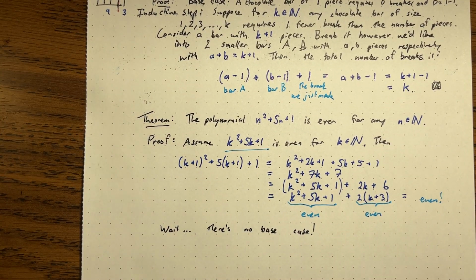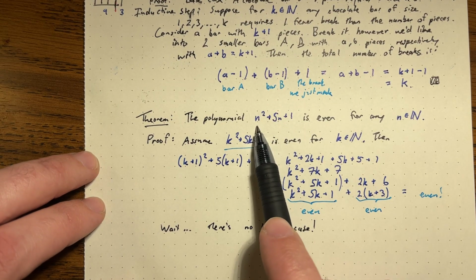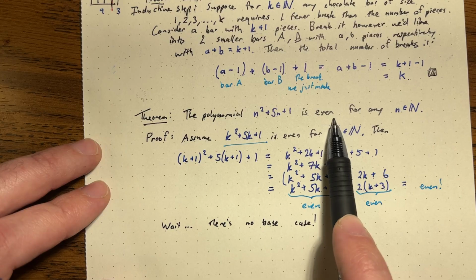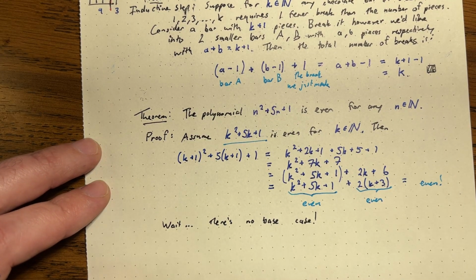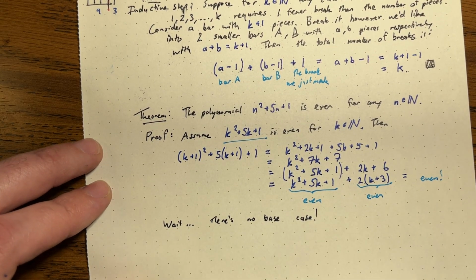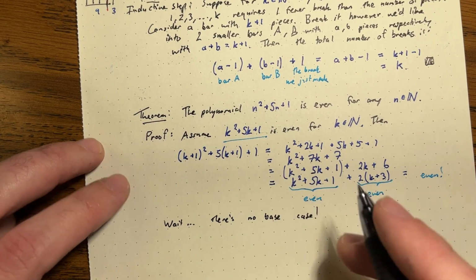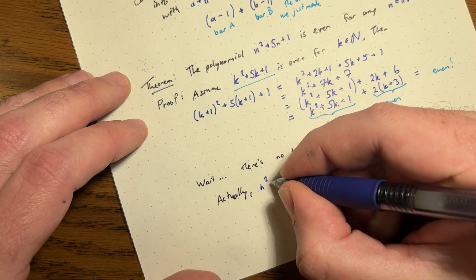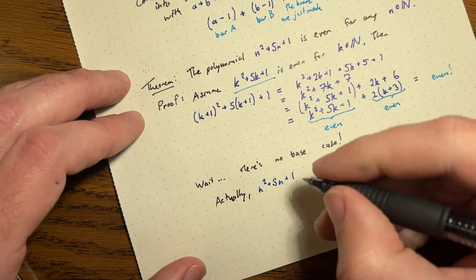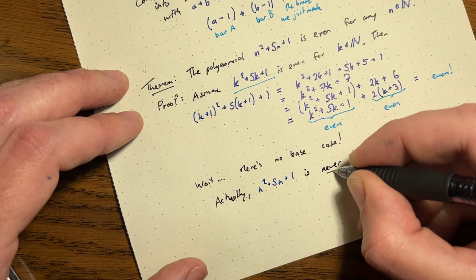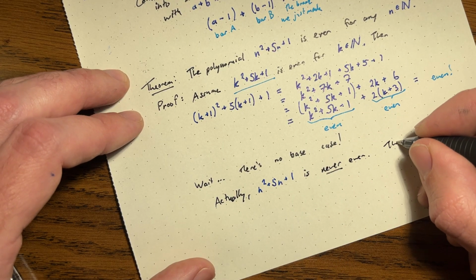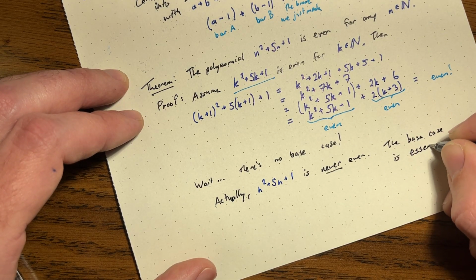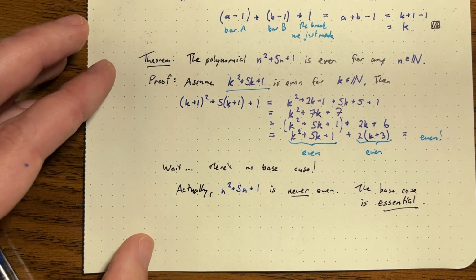Well, this example shows why. Because when you actually take a look at this polynomial and try to figure out the values of n for which it's even, this actually turns out to never be even. So we proved something completely false. This polynomial is never even. So actually, n squared plus 5n plus 1 is never even. The base case is very important. So the base case is important. It's essential even in order to write a correct proof.